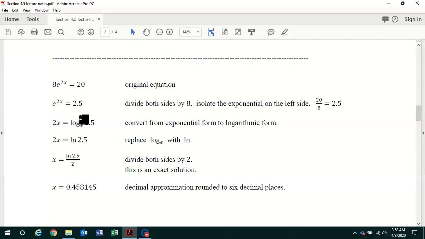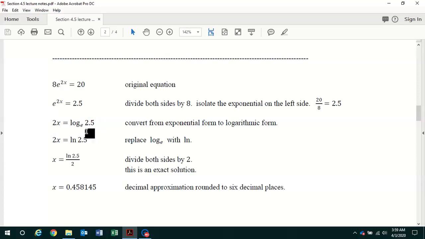Now, instead of taking the natural log of both sides, we can go from exponential form here to logarithmic form down here. So remember, e is the base, and 2x is the exponent. And remember, logarithms are just a fancy way of expressing an exponent in an exponential equation. So the exponent is 2x, and that is equal to log base e of 2.5. So this is what I got right here. 2x is the log base e of 2.5.